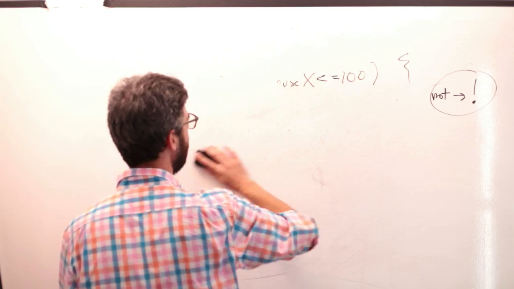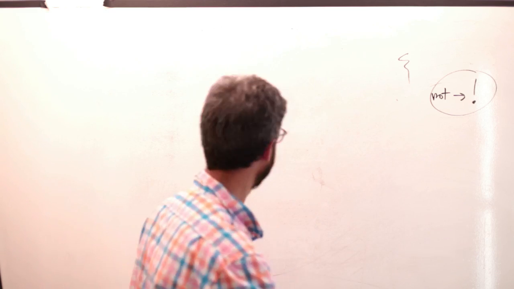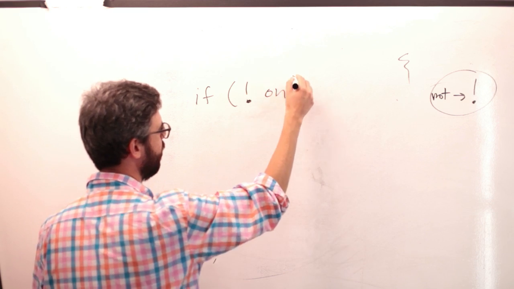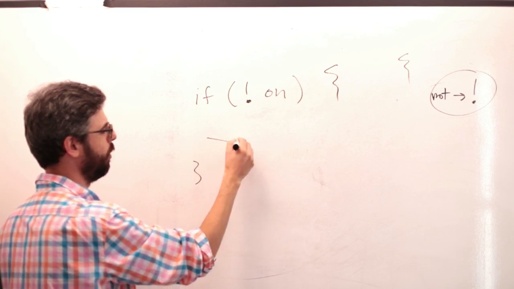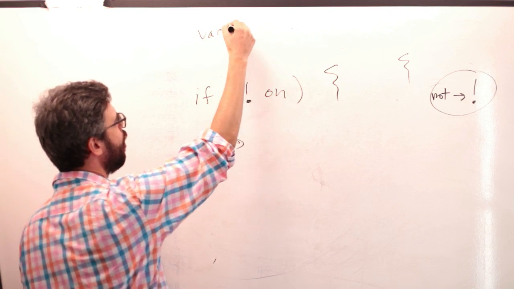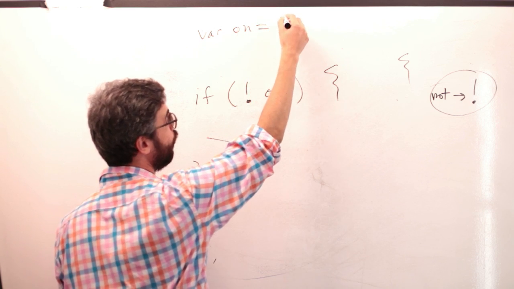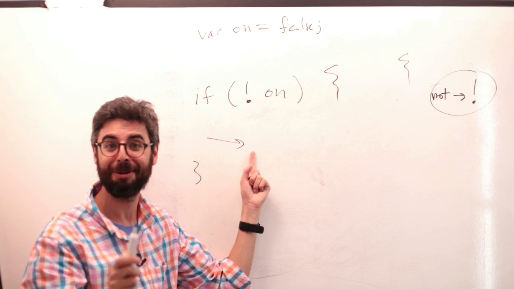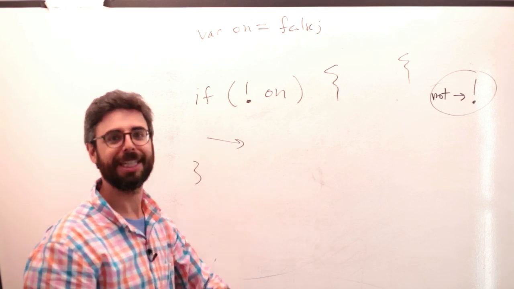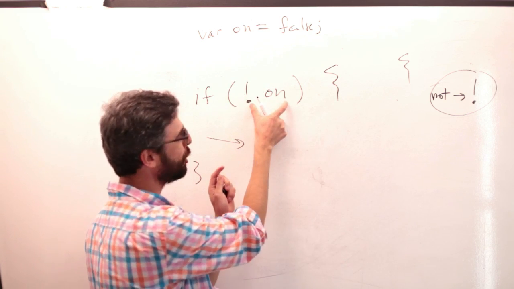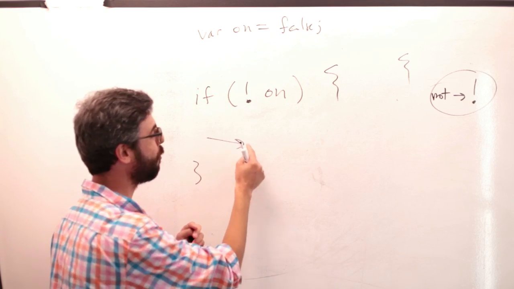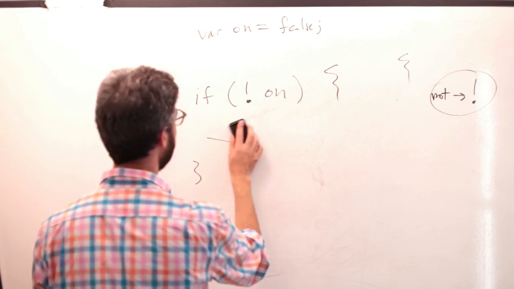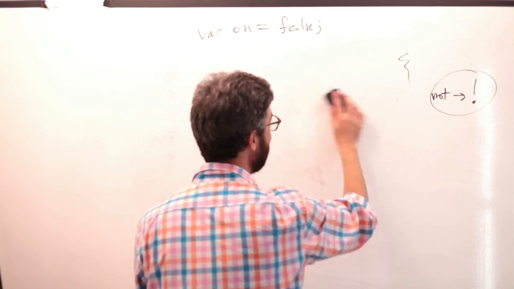So for example, if not on, what does this mean? Do something. So I have a variable on, it's equal to false. Does this code get executed? Yes or no? Not false is true. So this expression together evaluates to true. Therefore, this code does get evaluated.